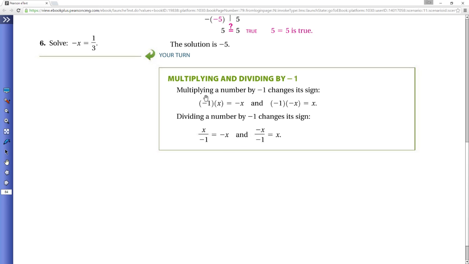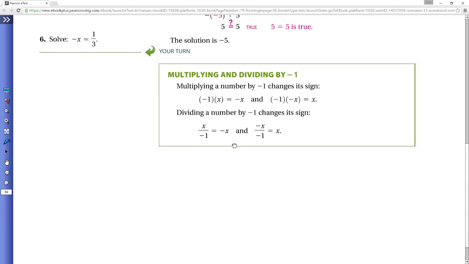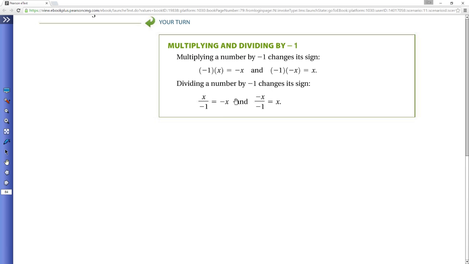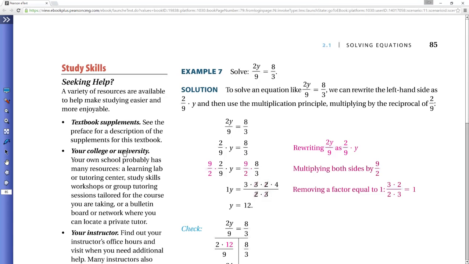So multiplying any number by -1 changes its sign. In other words, it gives you the opposite, and that's kind of obvious. But again, when they give us things in the book and put a square around it, it's going to be important, even though it might be a simple idea. We're going to use that quite a bit.